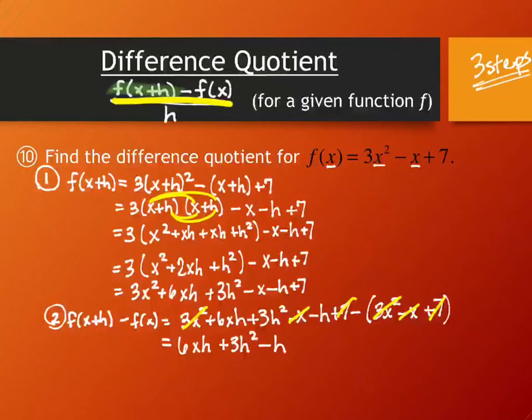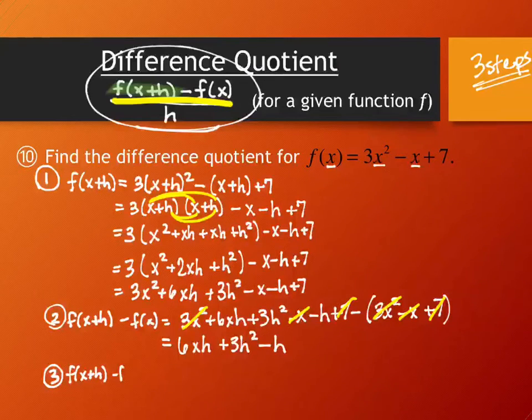Okay, that's step 2. And then step 3, if you're looking back at the expression that I wrote at the top, is that we're going to divide by h. So step 3 is to take f of x plus h minus f of x, which is what we got at the end of step 2, and divide by h. So this is 6xh plus 3h squared minus h divided by h.